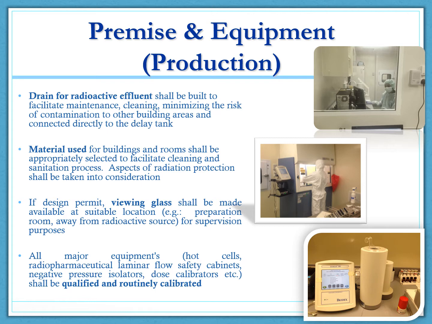Material used for building and rooms shall be appropriately selected to facilitate cleaning and also the sanitation process. The specification of radiation protection shall be taken into consideration. If the design permits, viewing glass shall be made available at a suitable location, for example, at the preparation room, away from radioactive sources for supervision purposes. And all major equipment such as hot cells, the radiopharmaceutical laminar flow, negative pressure isolators, as well as dose calibrators shall be qualified and routinely calibrated.